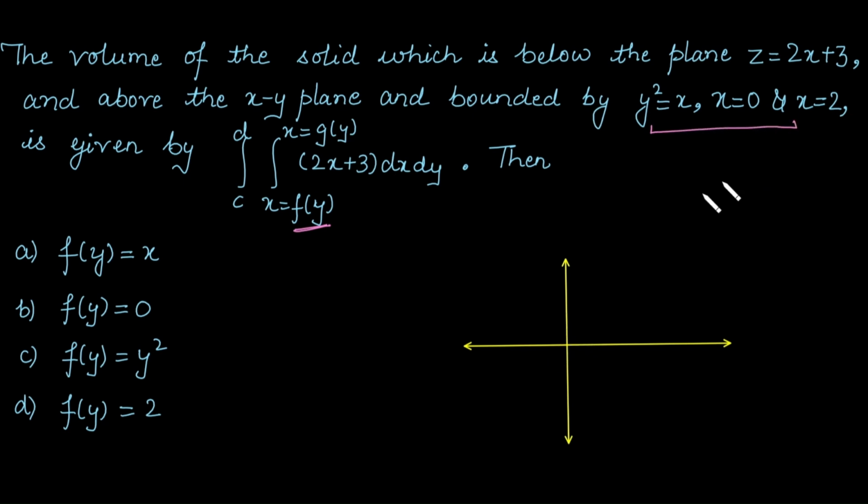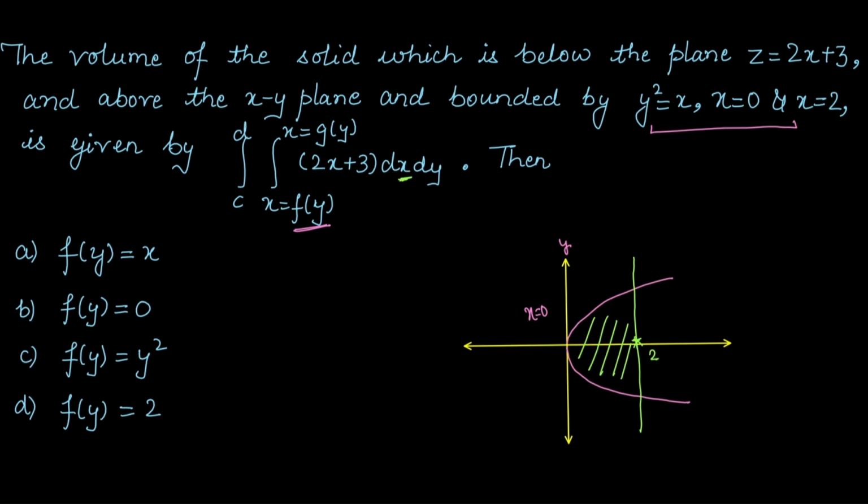So first thing is we will sketch these curves. y square is equal to x. This is a parabola towards the right side, because when you put any value of y, maybe positive, maybe negative, x is always positive. Now x is equal to 0 line is this line, that is the y axis. Next is the x is equal to 2 line. So it is a straight line parallel to the y axis passing through the point 2. Which is the bounded region? This one.